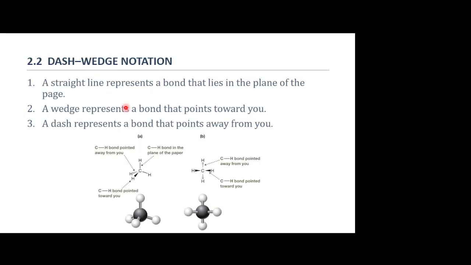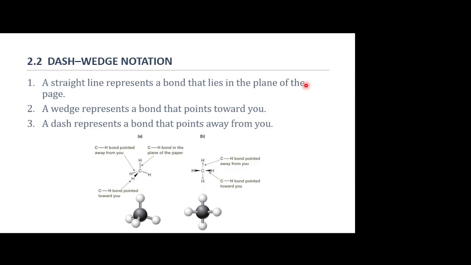Okay. All right. So this right here is dash-wedge notation. It's very, very similar to line-angle notation that we used before. The difference is we're going to add dashes and wedges so we can denote 3-dimensional structure. Anybody ever drawn in 3-dimensional structure? You do the angles right and you fade it. When it's coming out towards you, you make it dark, right? When it's going away from you, it fades away in hatching, right? So it has less coloring in it. Okay. Same thing here.